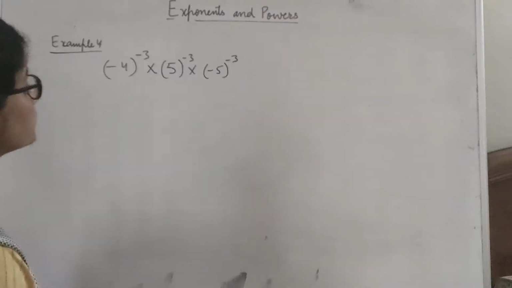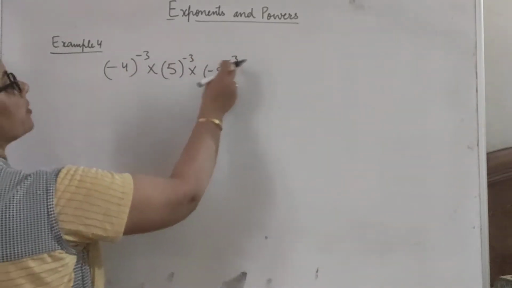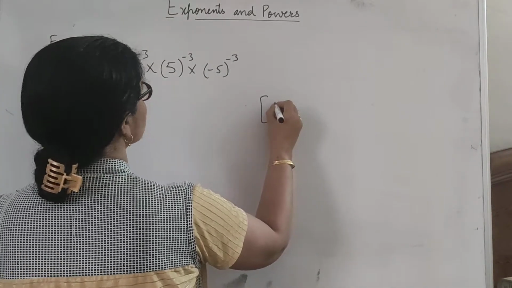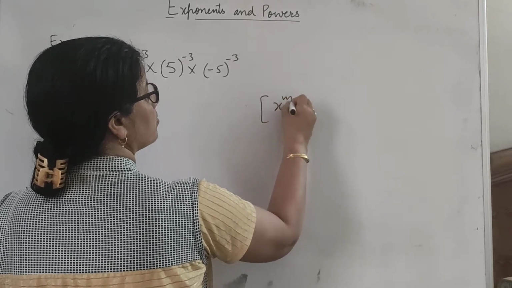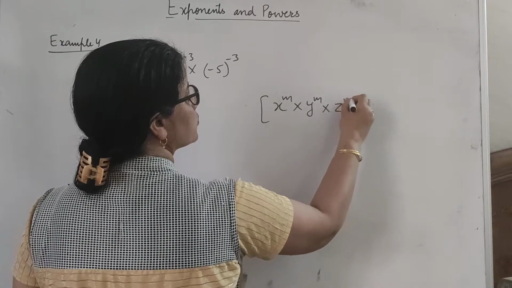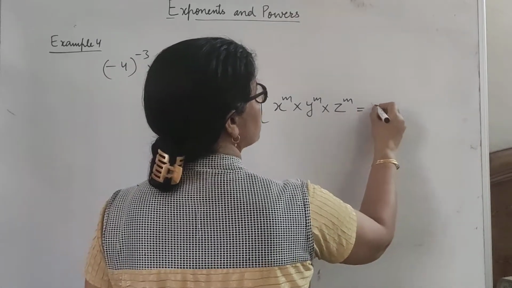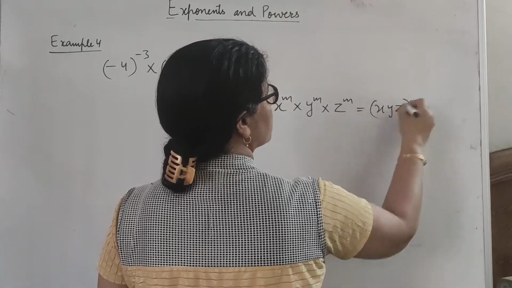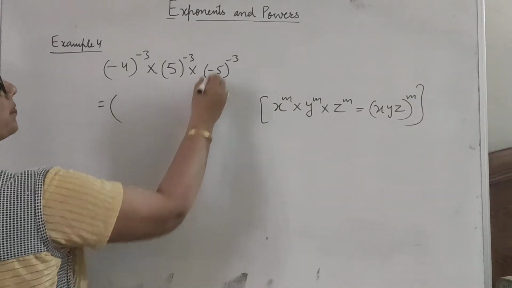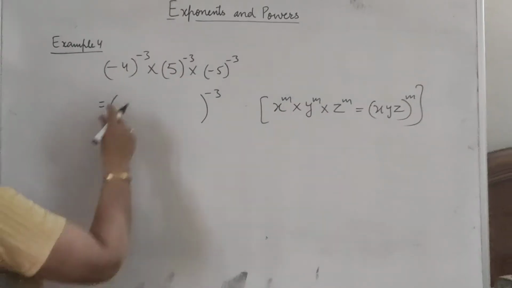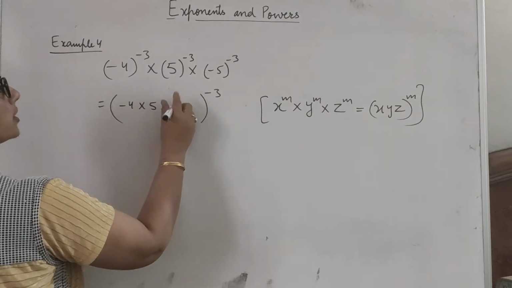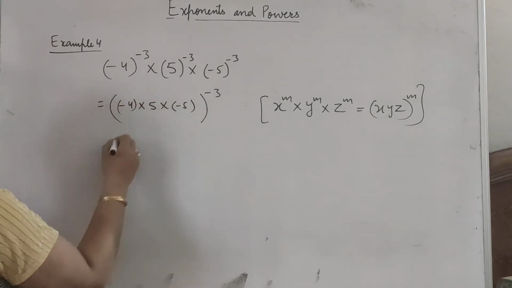How will we solve it? All are having the same exponent. Bases are different. So we can use this law here: x raised to the power m multiplied by y raised to the power m multiplied by z raised to the power m is equal to xyz raised to the power m. It means the exponent will remain the same and we will multiply the bases. Minus 4 into 5 into minus 5. Now multiply this.